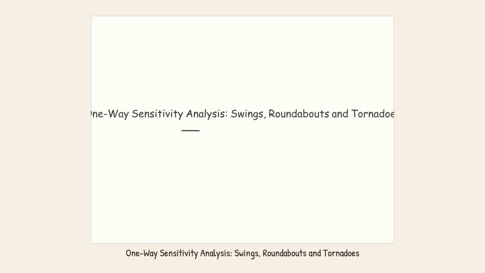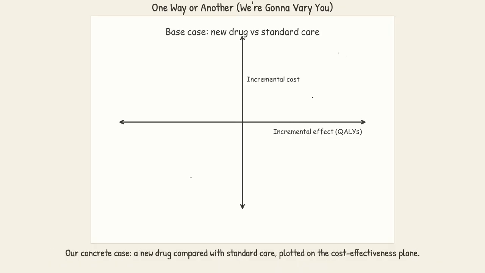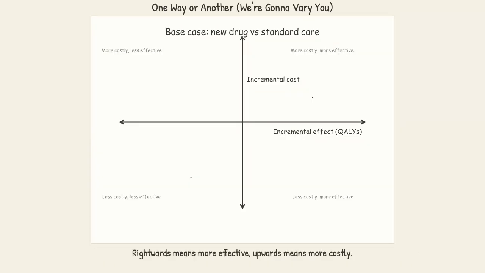One-way sensitivity analysis. Swings, roundabouts and tornadoes. Across this series we explain one-way sensitivity analysis, turning one model input at a time to see whether a health technology decision still holds. Our concrete case: a new drug compared with standard care, plotted on the cost-effectiveness plane.